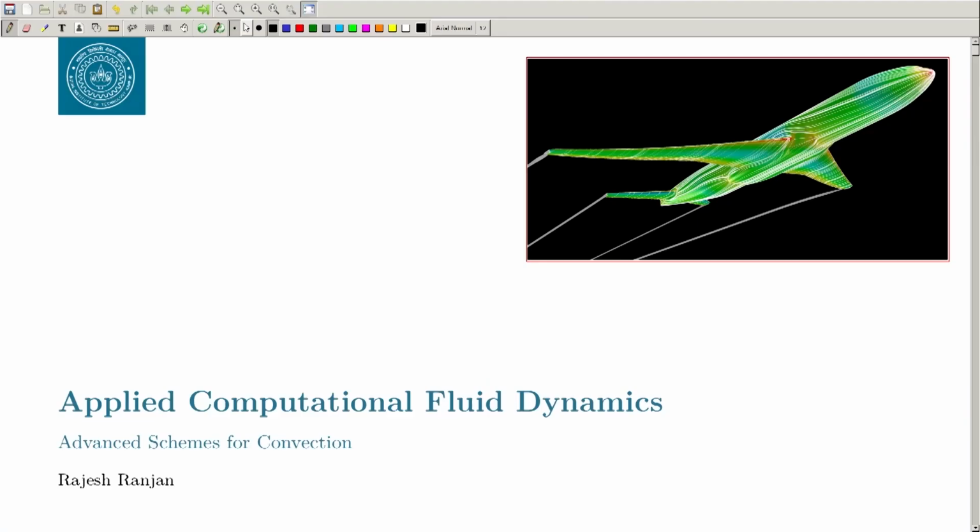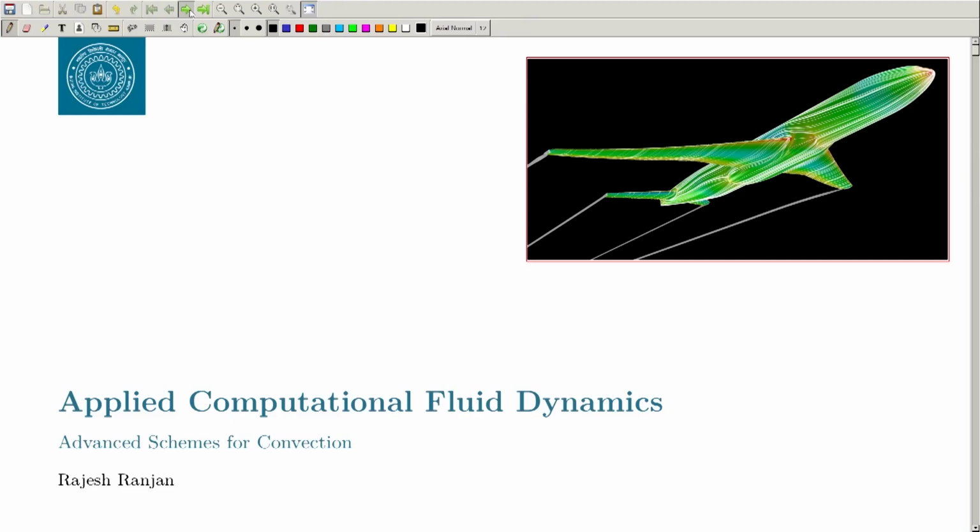In today's class, we are going to discuss some of the advanced schemes for convection. As we have been seeing through the last few classes, we did the stability analysis, we did the modified partial differential equation analysis for many different schemes, mostly FTCS, FTBS, implicit approach, explicit approach and so on and so forth. We also did the error analysis and we looked at the dissipation error as well as dispersion error.